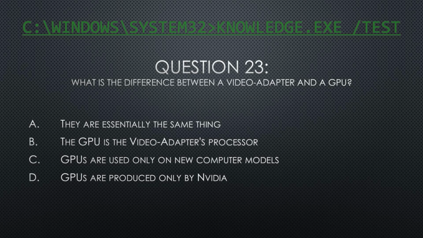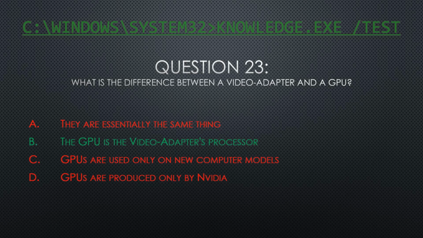Question 23. What is the difference between a video adapter and a GPU? A. They are essentially the same thing. B. The GPU is the video adapter's processor. C. GPUs are used only on new computer models. And D. GPUs are produced only by NVIDIA. The correct answer is B. GPU stands for graphical processing unit. So, as the name implies, it is a processor designed for graphics optimization.